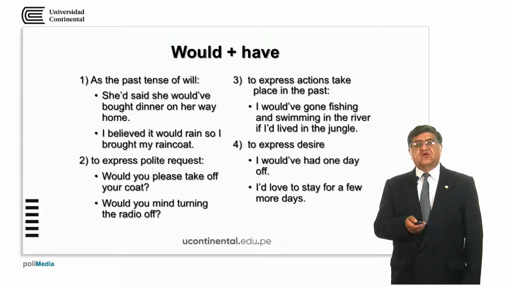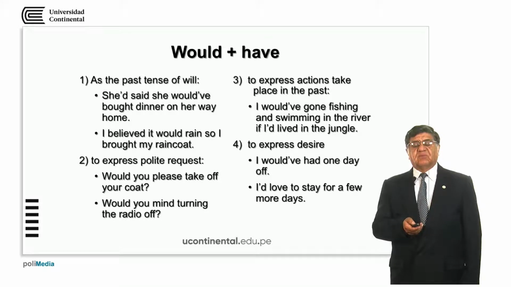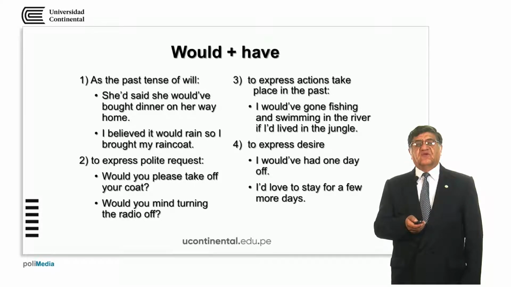For example, I would have gone fishing and swimming in the river if I lived in the jungle. Okay, somebody didn't live in the jungle, but the possibility of going to swim or fish in the nearby river is present, or was present actually. Okay, and also desire. I would have had one day off. In my mind, there was the desire to have a day off in the past. It didn't happen. So we say, I would have. Okay.